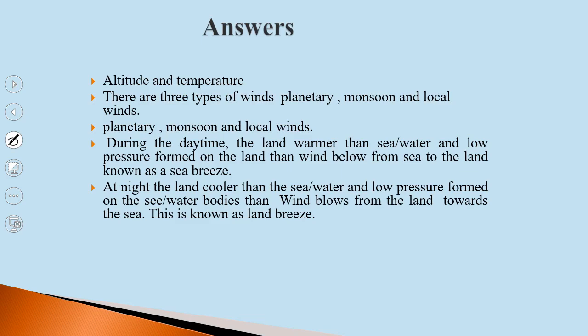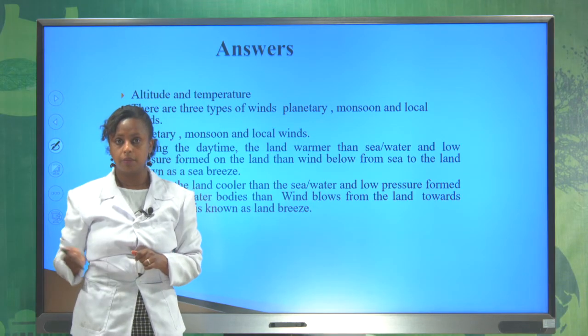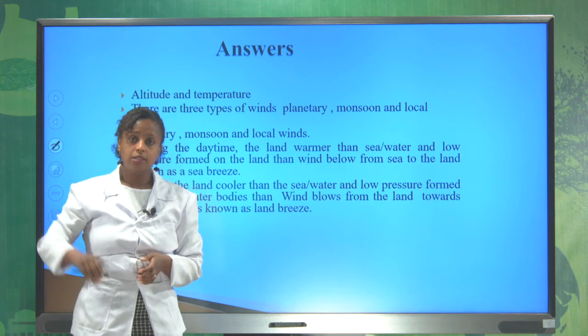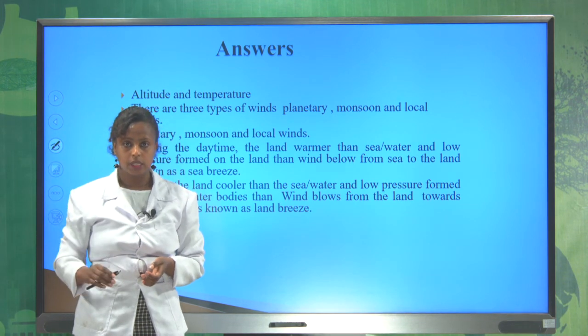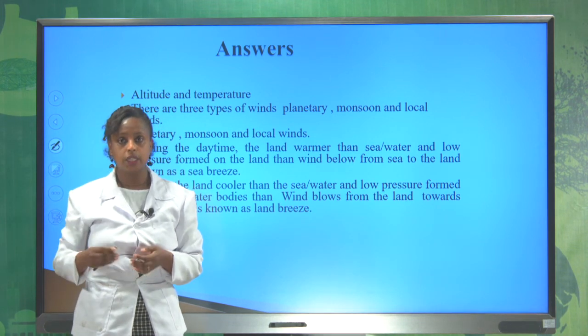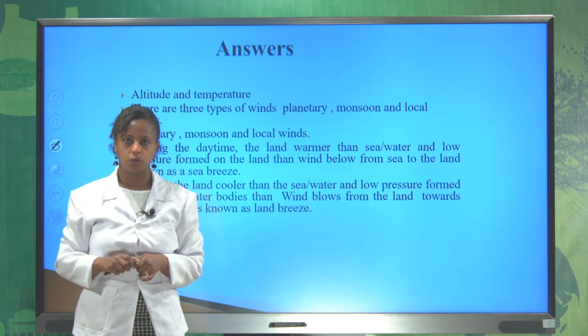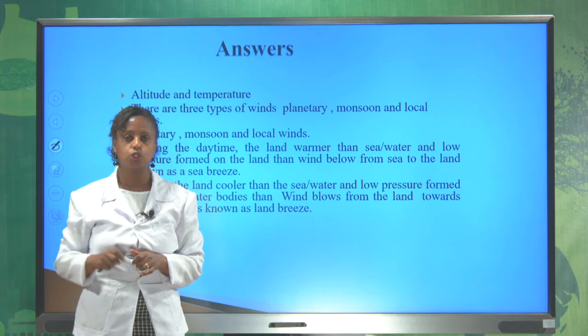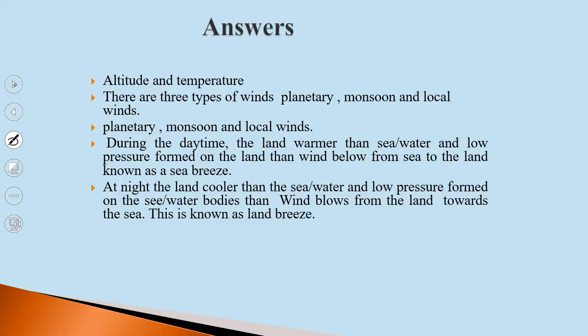Altitude and temperature are the major factors which determine the distribution of pressure. When altitude increases, pressure decreases, or pressure decreases with an increase of altitude. Temperature also affects the distribution of pressure. When the temperature is high, the density and the pressure become low. But when the temperature is low, the density and the pressure become high.